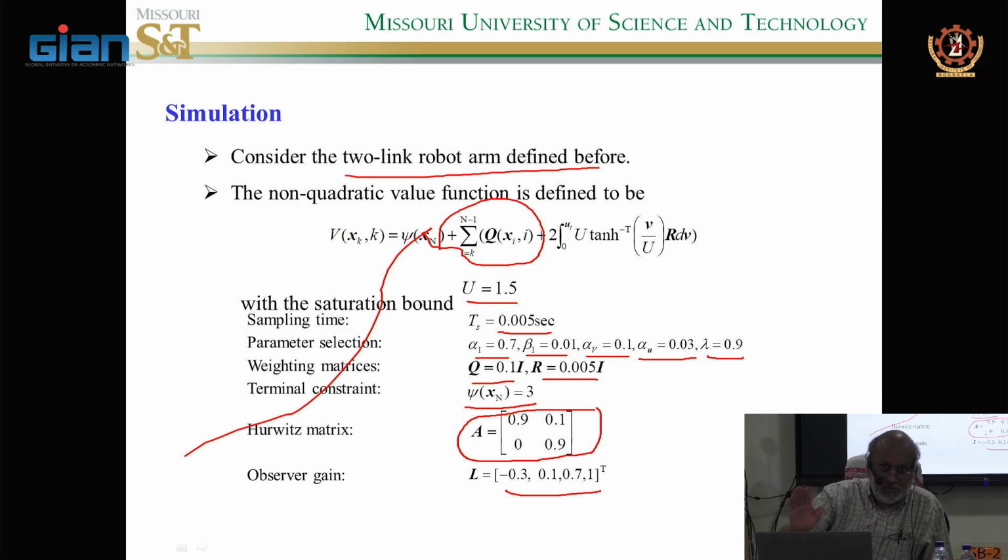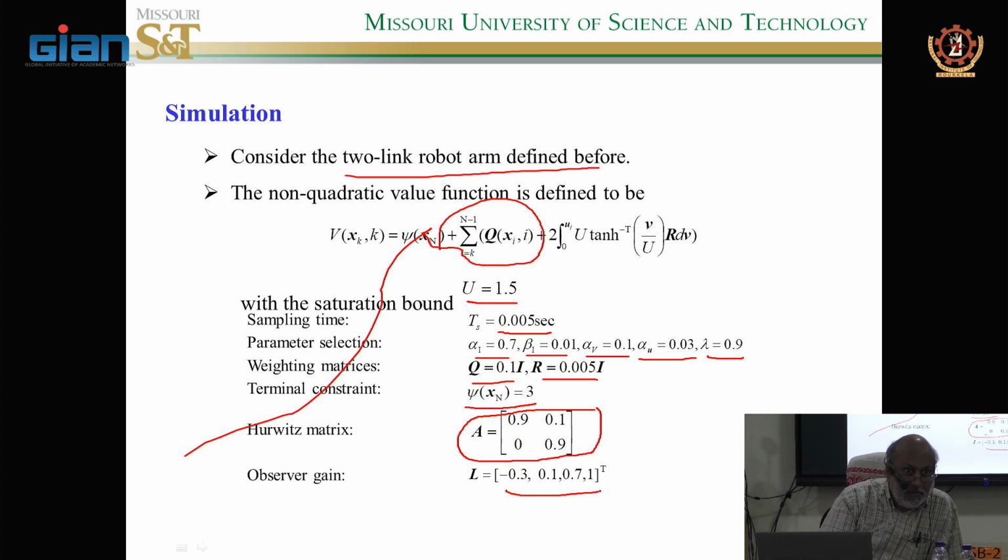Any questions here, guys? Yeah. Why do we choose the observer gain? We will follow simple pole placement. Yeah, pole placement. A minus LC. You know C, we know A, and A minus LC should be within the unit disk. Yeah, what is your question?